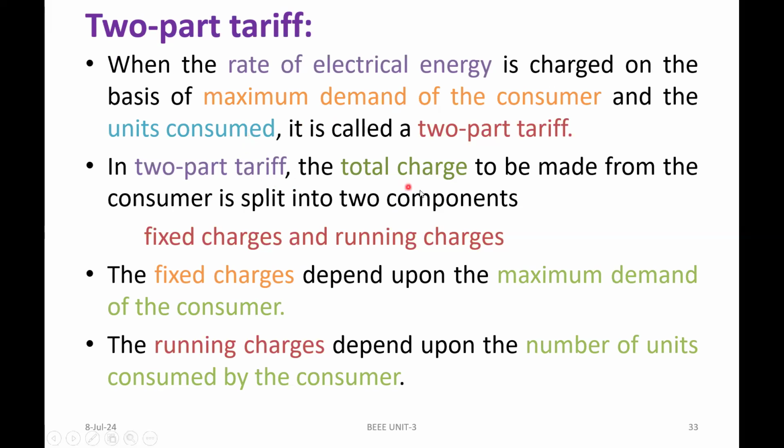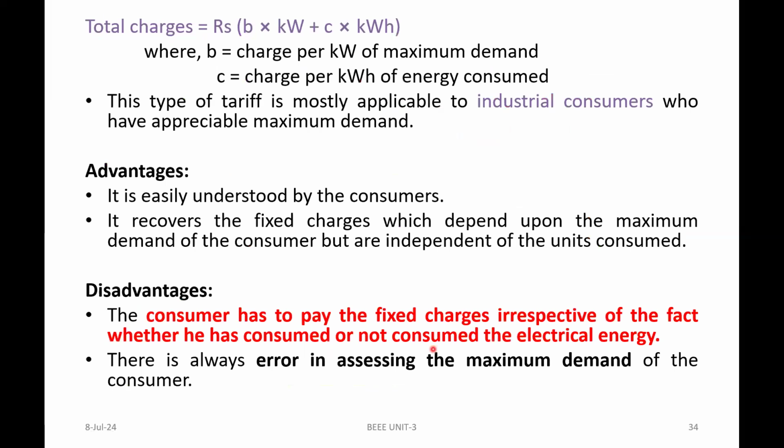In two-part tariff, the total charge to be made from the consumer is split into two components, fixed charges and running charges. Fixed charges depend upon the maximum demand of the consumer. Running charges depend upon the number of units consumed by the consumer. That's it. For the sake of understanding, total charges is equal to B into kilowatt plus C into kilowatt hour. Kilowatt hour is the energy consumed. Kilowatt is the maximum demand. This type of tariff is mostly applicable to industrial consumers who have an expressible maximum demand.